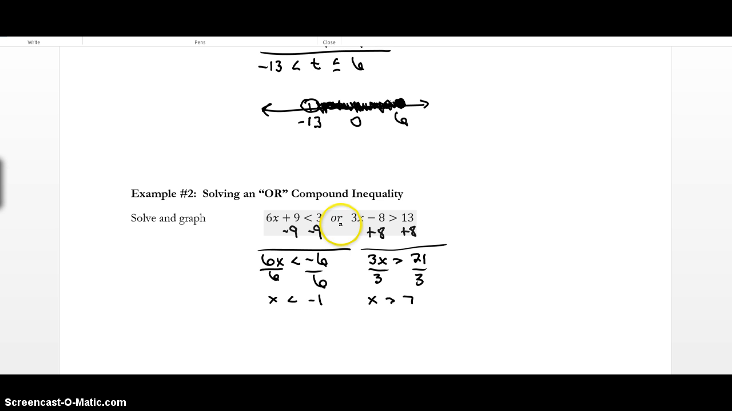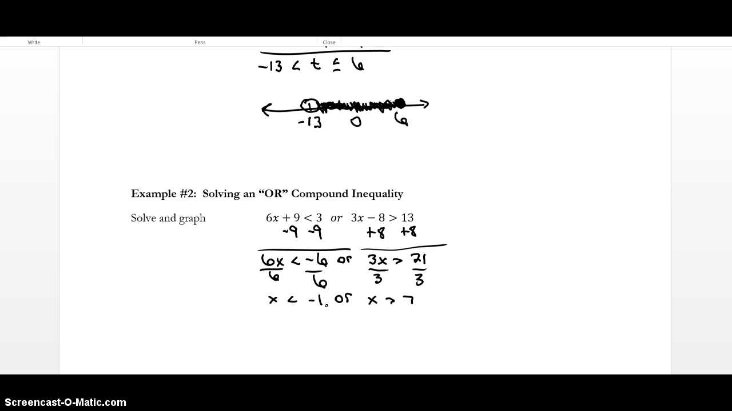Now, there's an OR here, so we definitely have to write OR with our answer. And this is our final answer down here. And we usually write OR all the way through. So this step should have an OR, and that step should have an OR. And so our final answer is x is less than negative 1, or x is greater than 7.